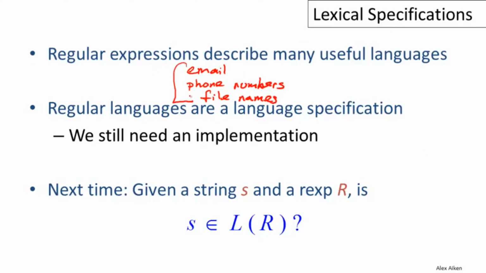of strings. And I also want to emphasize that so far we've used regular languages as a language specification. We used it to define the set of strings we're interested in, but we haven't said anything about how to actually implement lexical analysis. We still need an implementation, and that's what we'll talk about in future videos. In particular, we're going to look at the problem of, given a string S and a regular expression R, how do we know whether that string is in the language of the regular expression R?